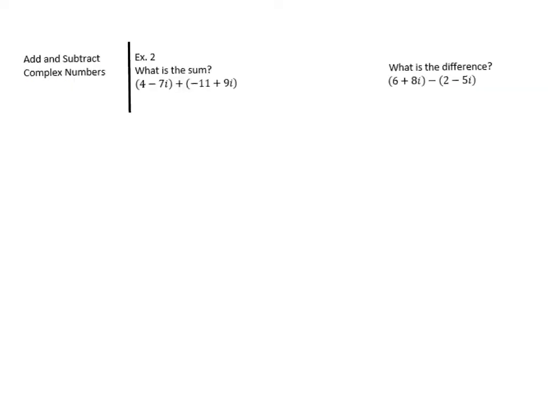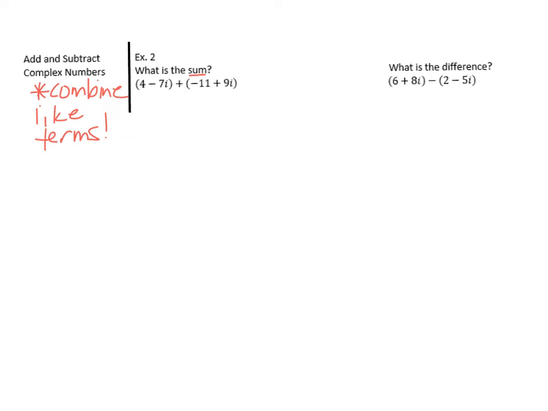When adding and subtracting complex numbers, you're just going to combine like terms. And by that I mean anything that is an a value in one complex number would combine with an a value in the other complex number. Any of the bi's would match up as well. So notice it says, what is the sum? That just means we're adding the two parentheses together.